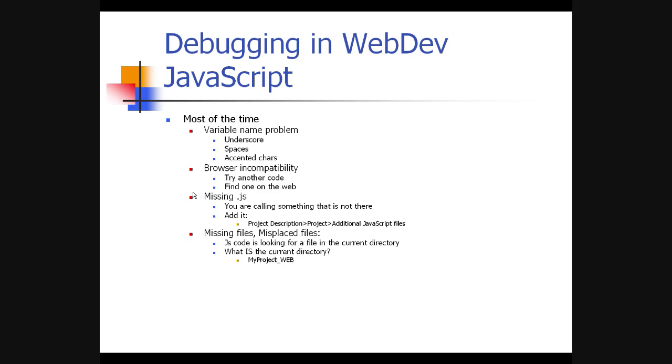It could be the myproject_web directory. It could be the myproject_web UK directory if you're working in multiple languages. It could be the myproject_web UK res directory. So instead of doing it that way, what you can do is change the code to use an absolute path.